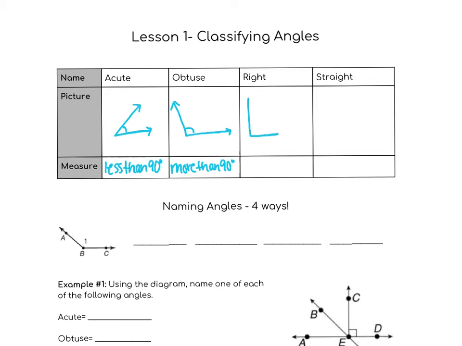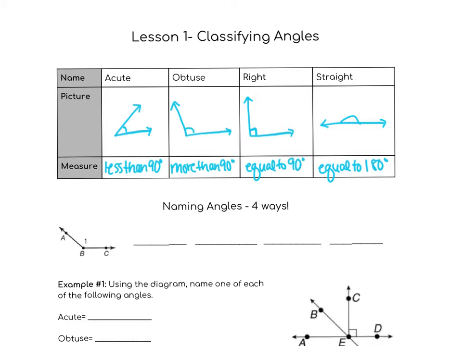A right angle is like a corner. It usually has a little box in the side, and it is equal to 90 degrees. And then a straight angle is basically a straight line, or it is a straight line, and that is equal to 180 degrees. Okay, so those are the four angles you'll be asked to classify.